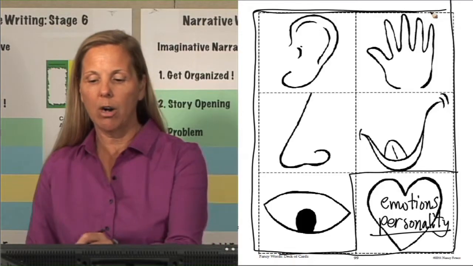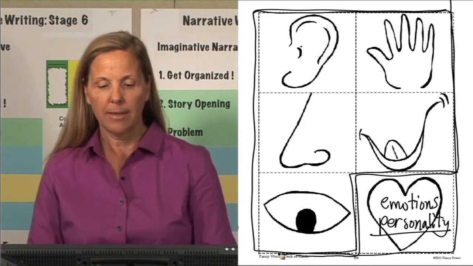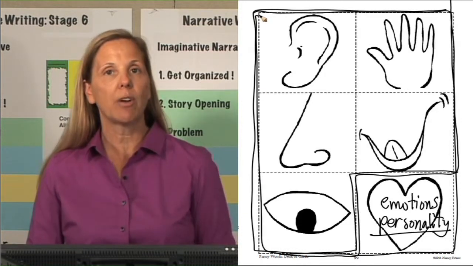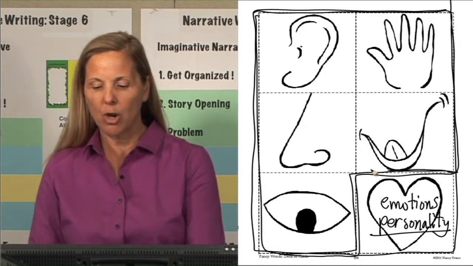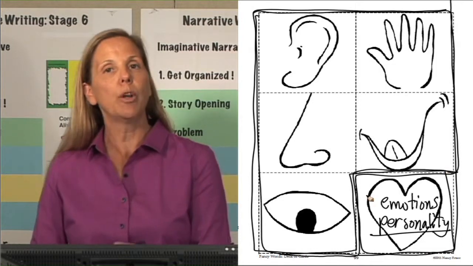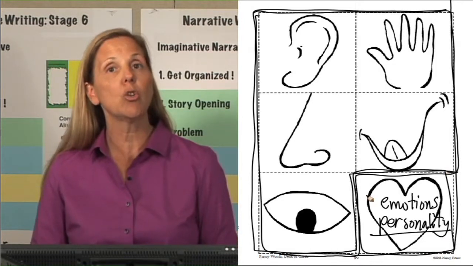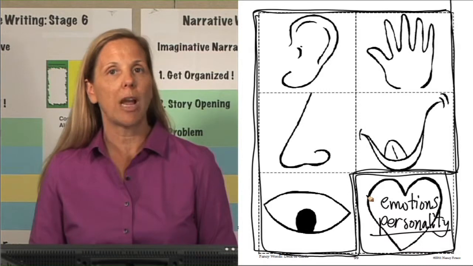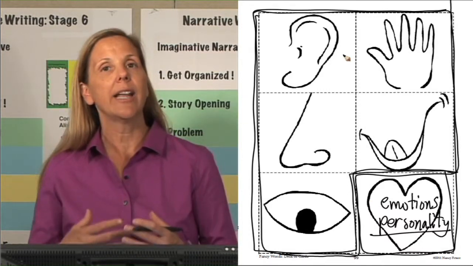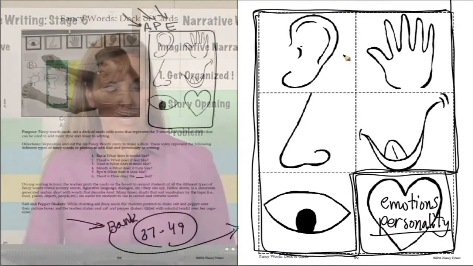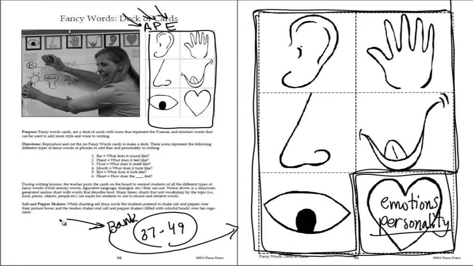And then we go to our 5 senses cards and decide, do we want to use one of our 5 senses? Or we show the heart card and say, would it be better to reveal an emotion or the personality for describing words? Whatever they decide on describing in their story, if they can't come up with ideas, then they can go to their word bank on page 37 through 49 to come up with some descriptive words.